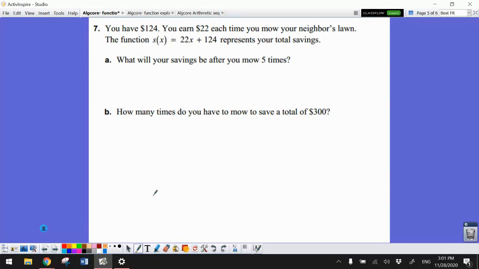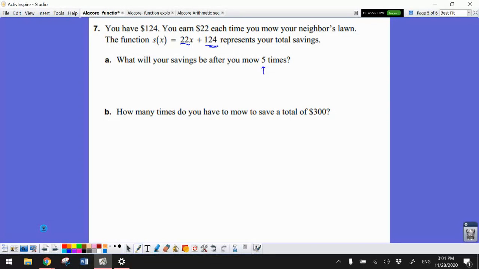Oh, we got one more. Let's finish this one up before we wind down, because it is a word problem. It says you have $124. You earn $22 each time you mow a neighbor's lawn. The function s of x equals 22x plus 124, which makes sense because I already have $124. That's my starting point, and I'm going to earn $22 every time I mow my lawn. So what will your savings be after you mow 5 times?